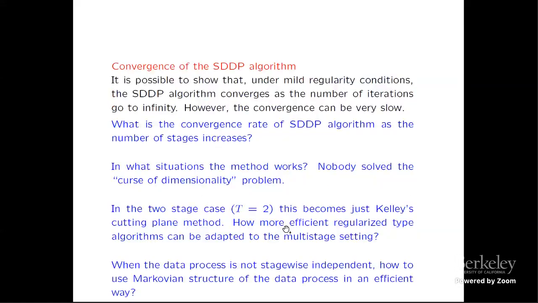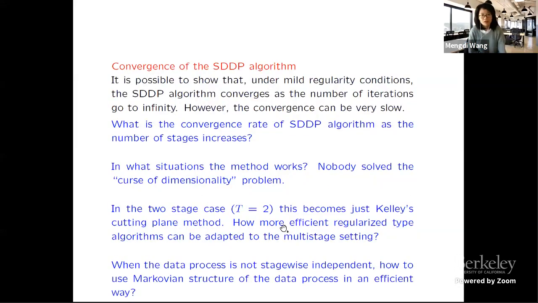Alex? Yes. So could you give us some intuition about what the dual variables mean? And also how can we interpret the cutting planes?